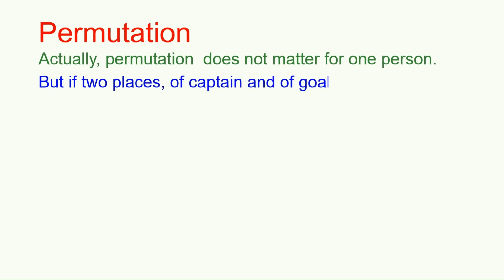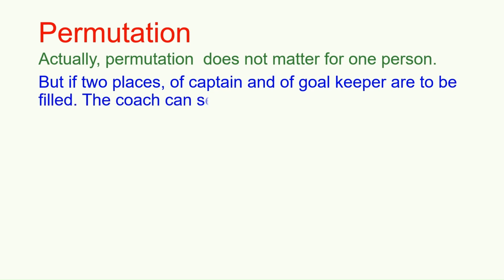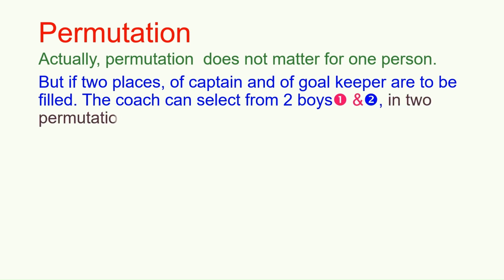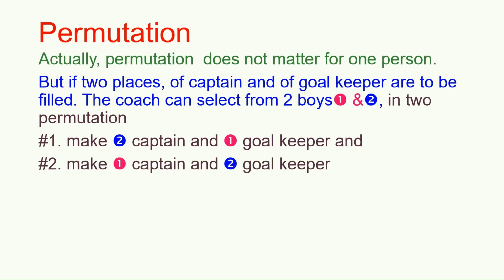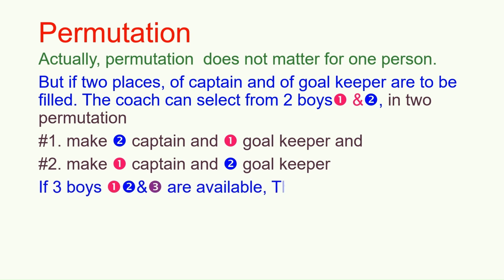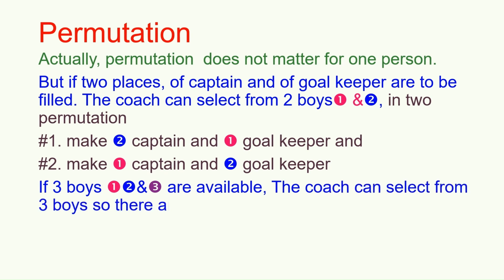But if there are 2 places, that of captain and of goalkeeper, to be filled, the coach can select from 2 boys numbered 1 and 2. In 2 permutations: number 1 captain and number 2 goalkeeper, and number 2 captain and number 1 goalkeeper. If 3 boys numbered 1, 2 and 3 are available, note there are 6 ways to select them as captain and goalkeeper.